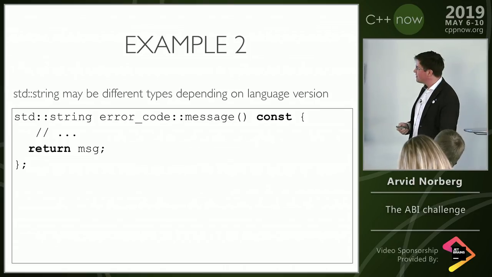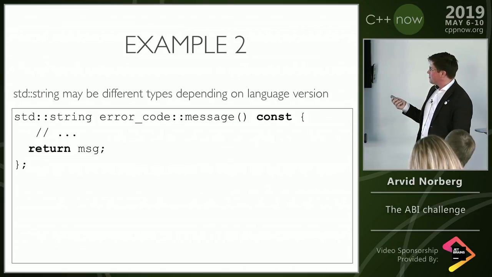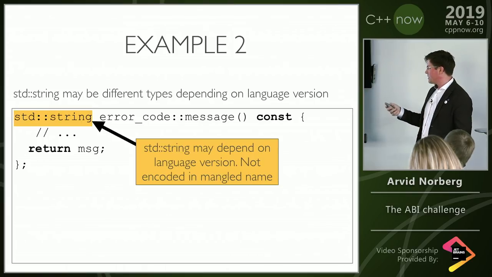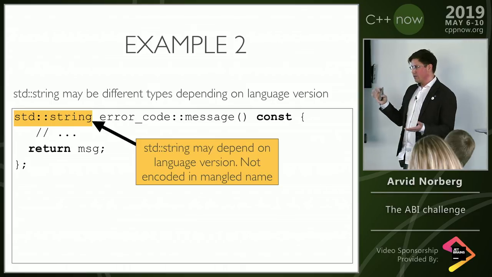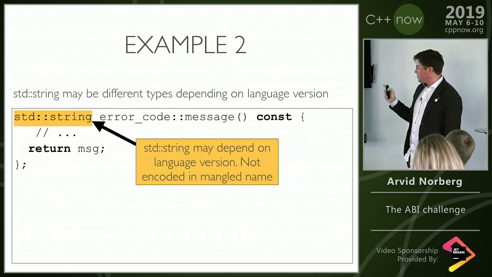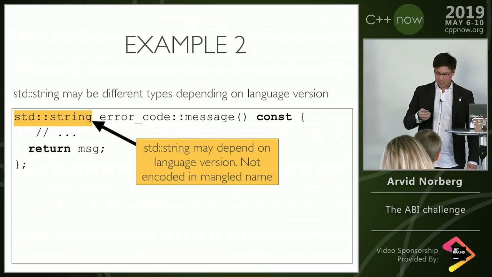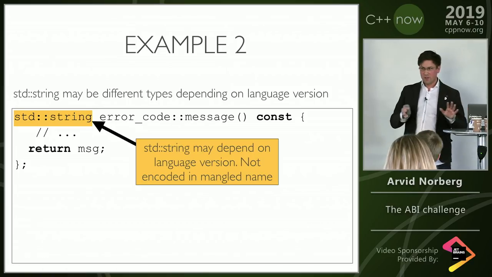Another example, when you build this, std string might be one version of std string. When you link against it, std string might be something else, depending on which version of C++ you're using. And normally, the return type is never encoded in the mangled name of a symbol. So these are kind of artificial examples.